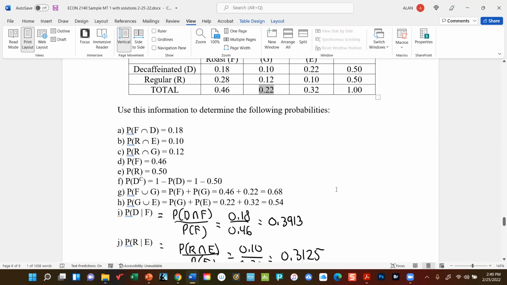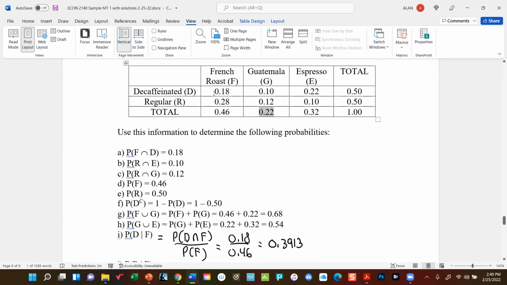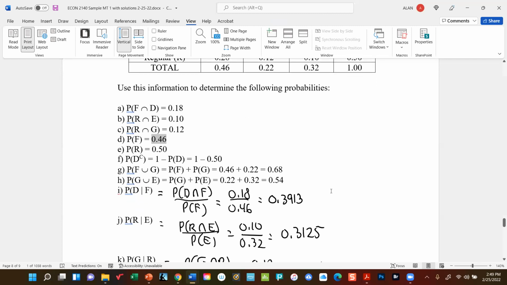All right, and then finally, D given F. These last 3 are conditional probabilities, so I've written out the definitions. For this one, we have the probability of D and F over the probability of F, or 0.18, which we've already seen, over the probability of F, which we've already seen too, 0.46, and that ratio equals 0.3913.